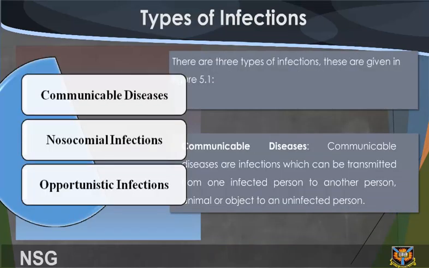Types of infections. There are 3 types of infections. These are given in Figure 5.1: communicable diseases, nosocomial infections, opportunistic infections. Communicable diseases are infections which can be transmitted from one infected person to another person, animal or object to an uninfected person.